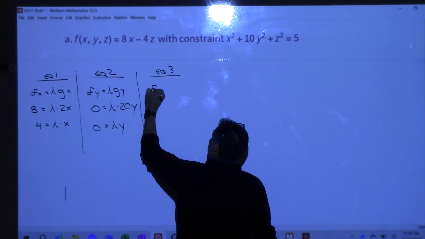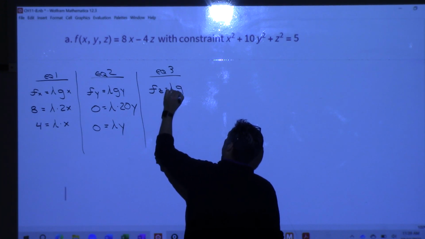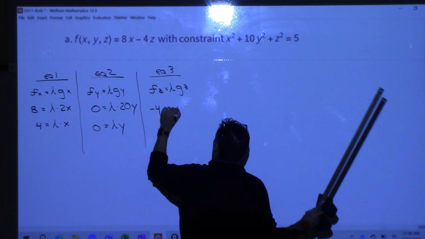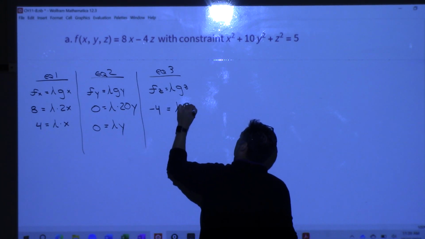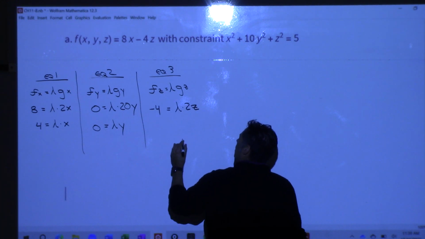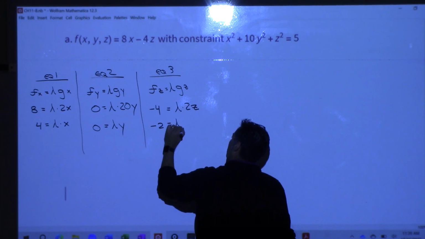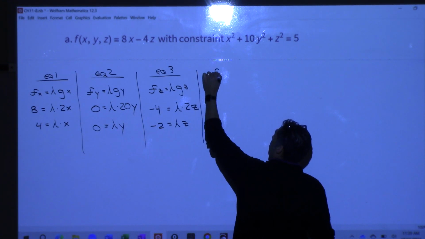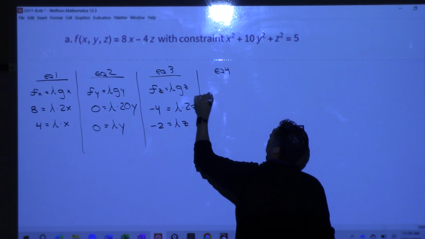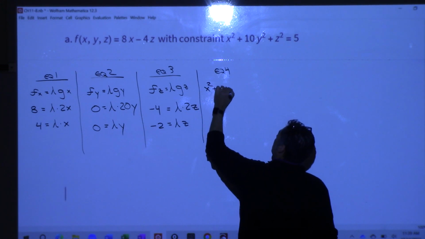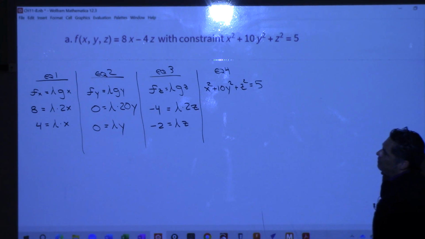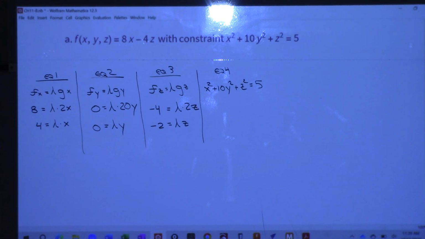Partial f with respect to z must equal lambda partial g with respect to z. So negative 4 equals lambda 2z. So negative 2 equals lambda z. And finally, equation 4 is my constraint. X squared plus 10y squared plus z squared equals 5. Where do we begin?